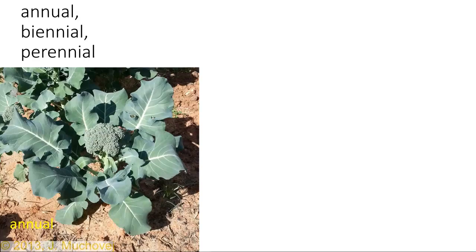We've got a biennial. A biennial requires two growing seasons in order to complete its life cycle. And then we've got a perennial, which takes many seasons to fulfill its life cycle. This is an annual. Take the seed, you put the seed in the ground, you get the little plant, the plant comes up, you can see it produces the broccoli on the inside, you cut the broccoli down, and that's the end of the plant pretty much.